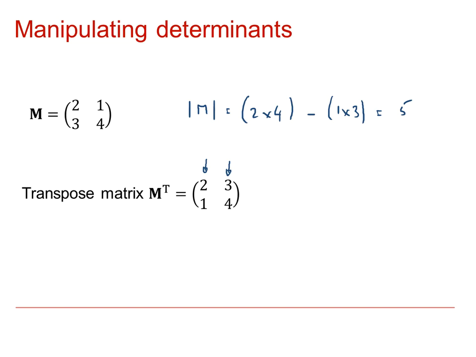If we look at the value of the determinant, then we can see that we still get that it's equal to 2 multiplied by 4 and then minus 1 multiplied by 3. So we get that it's still equal to 5, so that the determinant of the transpose of a matrix is equal to the determinant of the matrix itself.